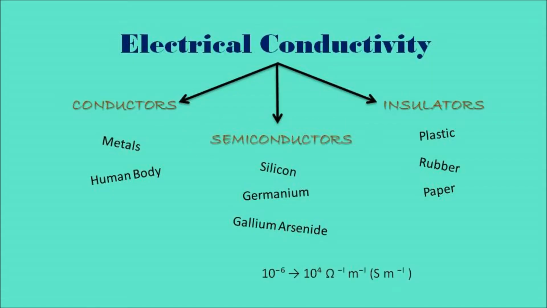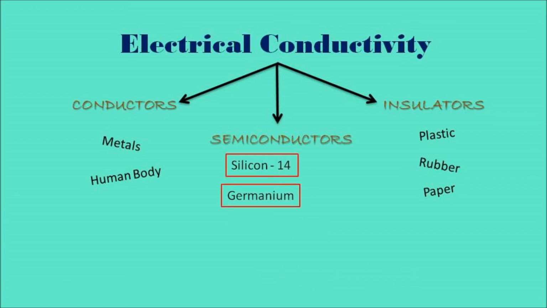Semiconductors have electrical conductivity ranging from around 10 raised to minus 6 to 10 raised to 4 Siemens per meter. This electrical conductivity lies in between those of conductors and insulators. Silicon with atomic number 14 and germanium with atomic number 32 are two trendy semiconductors.